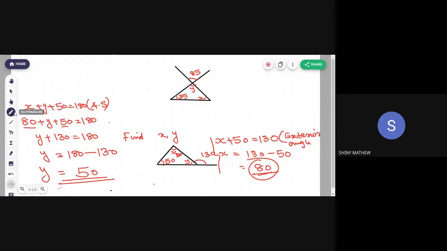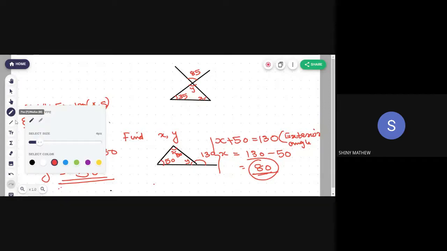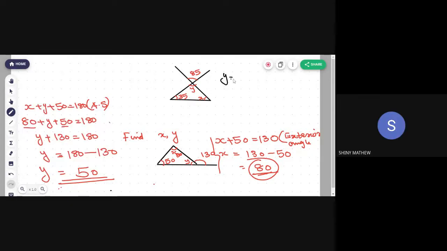ആദ്യം x തന്നെ കാണണമെന്നില്ല. ആദ്യം we can find y, no problem. Then can you see any relation between that y and 85? Vertically opposite angles. Okay, so you write y is equal to 85. Vertically opposite angles. Okay, അപ്പോൾ നമുക്ക് രണ്ട് ആംഗിൾ കിട്ടി. Then we can find the value of x by angle sum property. So y is equal to 85. Vertically opposite angles are equal.